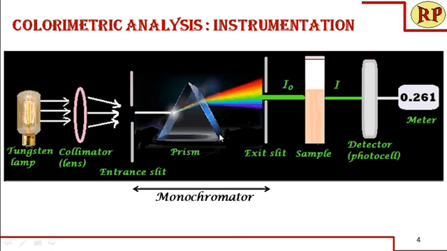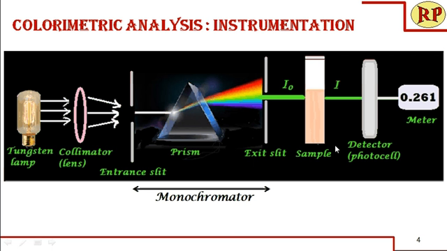So here we have taken a prism. We can also take a diffraction grating. So this splits or disperses the white light into the visible spectrum, that is our VIBGYOR. Now through the exit slit only the chosen wavelength comes out and all the other wavelengths are absorbed depending on the absorbing substance. We'll come back to this when we are analyzing the sample.